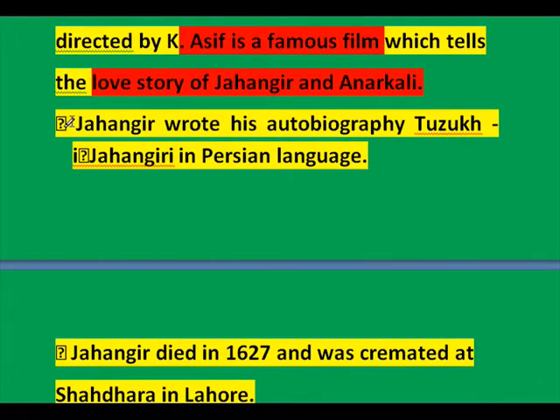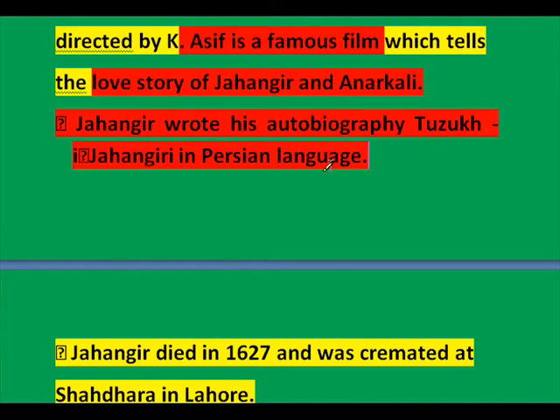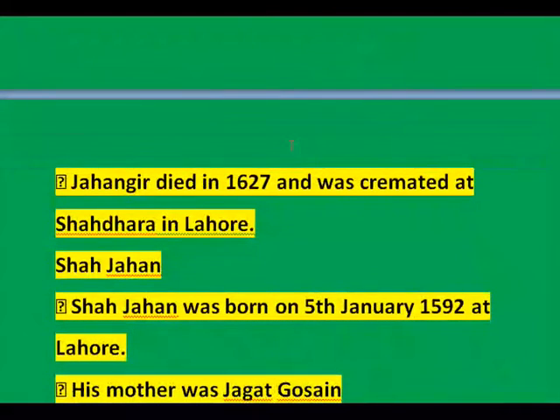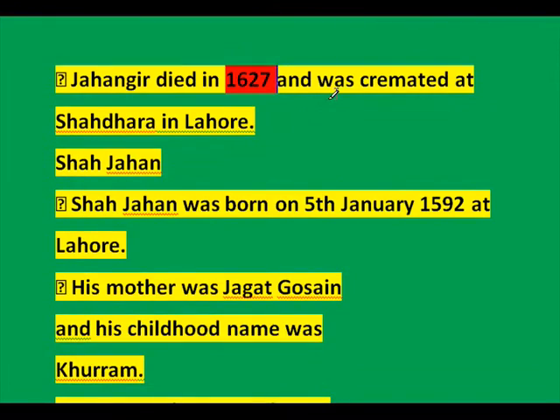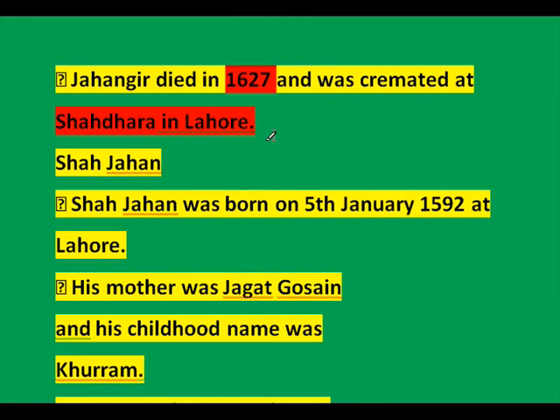Jahangir wrote his autobiography. Who wrote his autobiography? Jahangir. The name is Tuzuk-i-Jahangiri, in the Persian language. Jahangir died in 1627 and was cremated at Shahdara in Lahore.